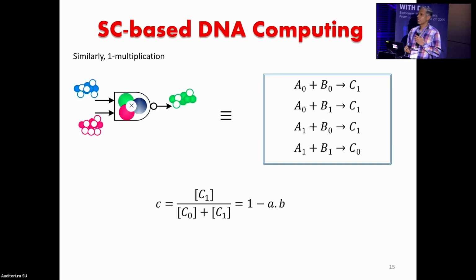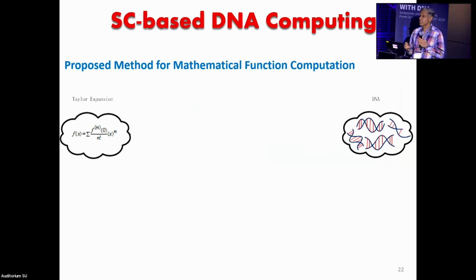And also we can implement a NAND gate similarly by flipping the C0 and C1, so the products that we have. And these 4 reactions are implementing a NAND gate by molecular reactions. And the result is 1 minus the multiplication of the 2 inputs that we have in fractional encoding. So based on this connection, we proposed a systematic method for performing computations using a stochastic DNA computation, using a stochastic computation for mathematical functions.